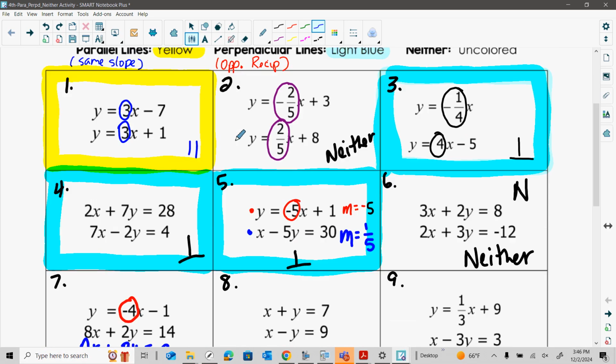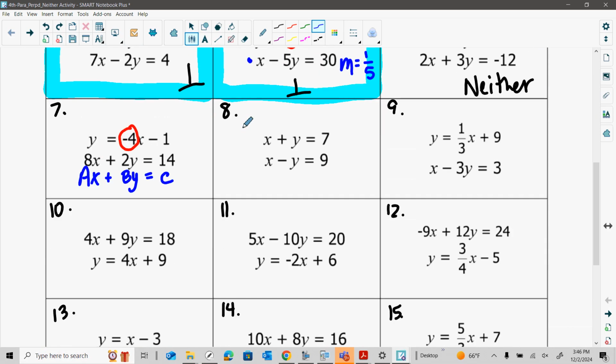So if I look here, my a is 8, but then the slope would be negative 8 over b, which is 2. That reduces to negative 4. And these are the same, so this would be parallel. Okay, so that means we would highlight this yellow. So this is just a shortcut.